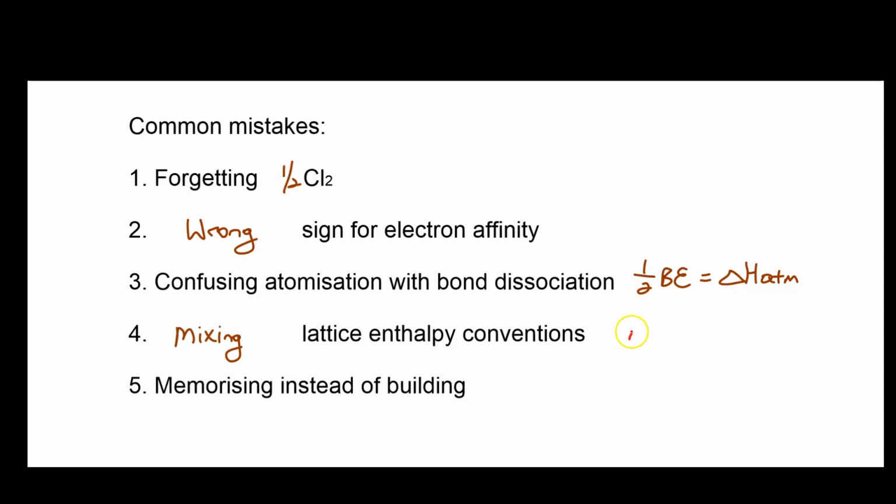In the US, lattice enthalpy is defined as endothermic. But for the UK syllabus, lattice enthalpy is defined as exothermic. But the biggest mistake is trying to memorize the diagram blindly. Build the diagram from the chemical changes, and the arrows will make much more sense.